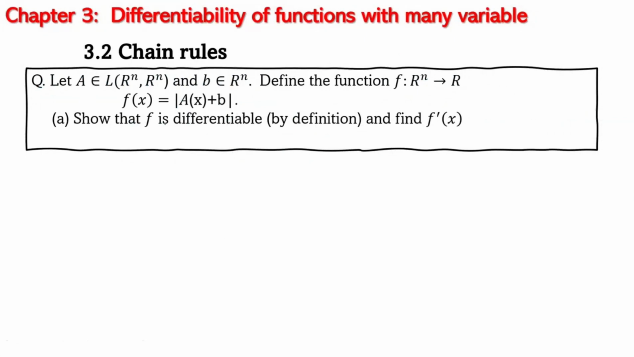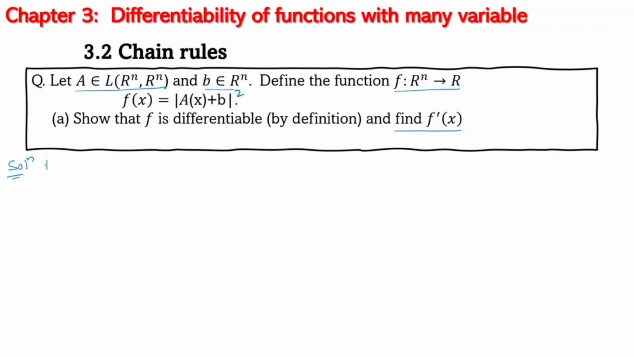Let's move to our next problem. A is a linear function from Rn to Rn and b is from Rn, and we define a function f from Rn to R as f of x equals the norm of (ax plus b) whole squared. So the first thing is to show that f is differentiable by definition and find f dash. So let's have the solution for this part.